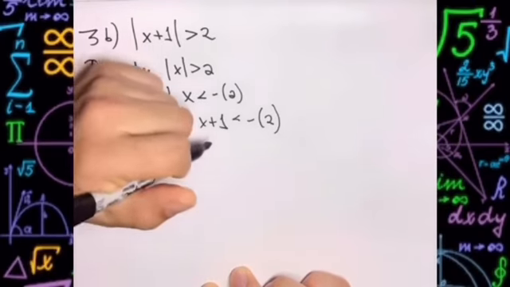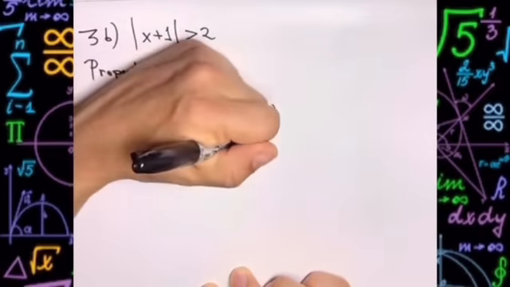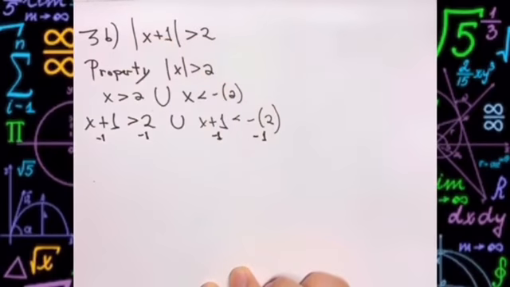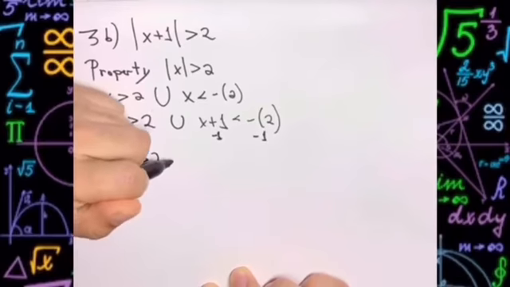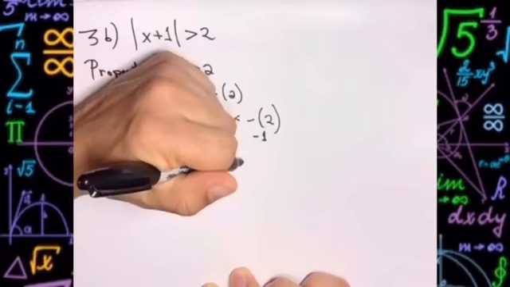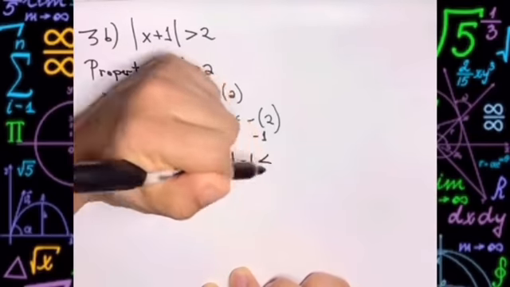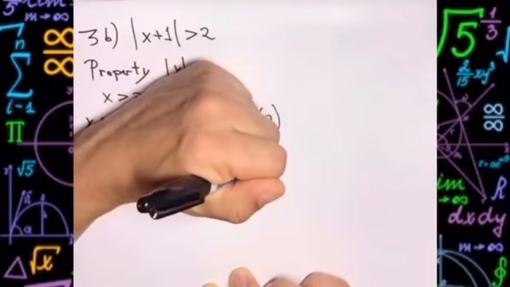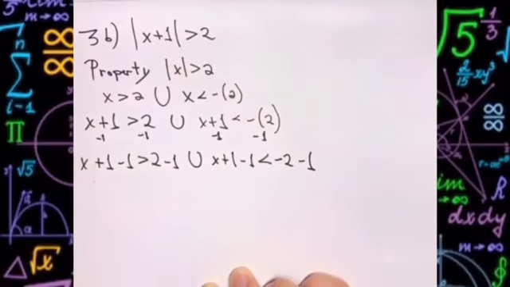And how do we do that? Well, we have to subtract 1 from the entire equation, all across the board, to keep consistency in the equation. So it results in x plus 1 minus 1 greater than 2 minus 1, union with x plus 1 minus 1 less than minus 2 minus 1. Okay, everyone following? Great.